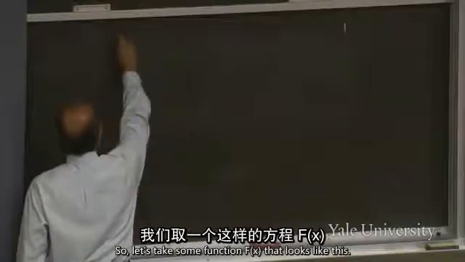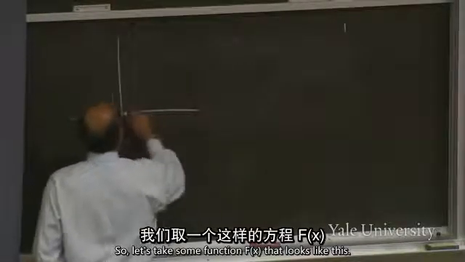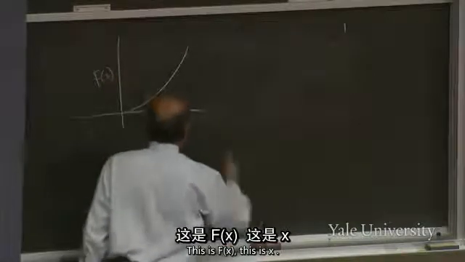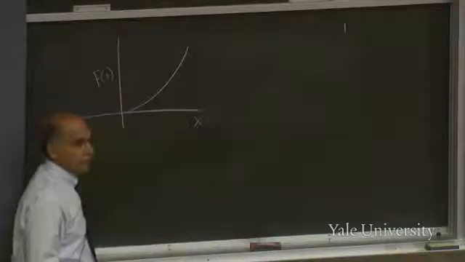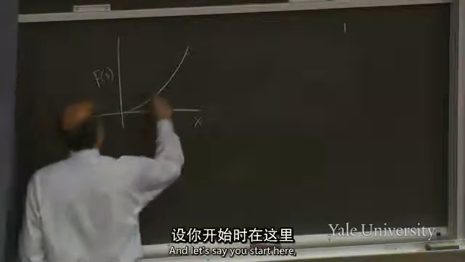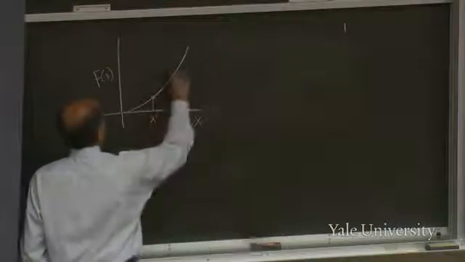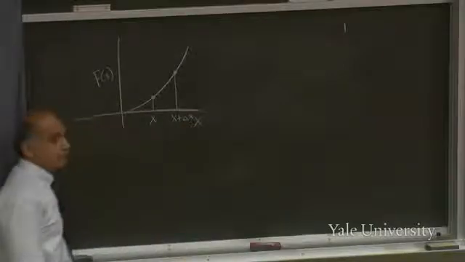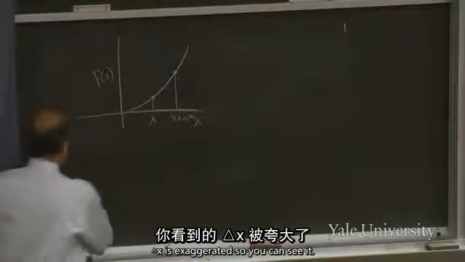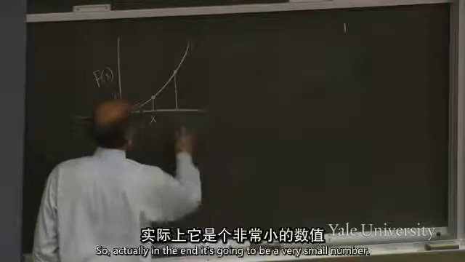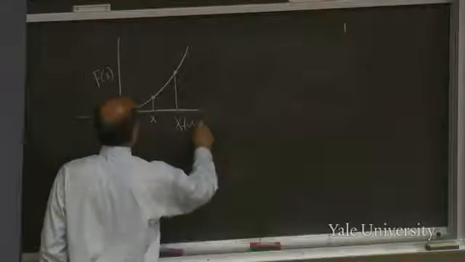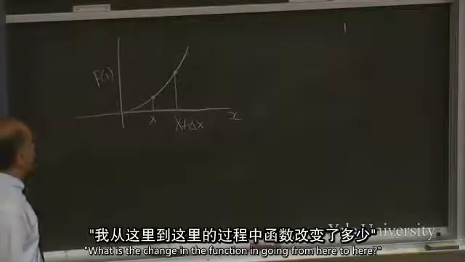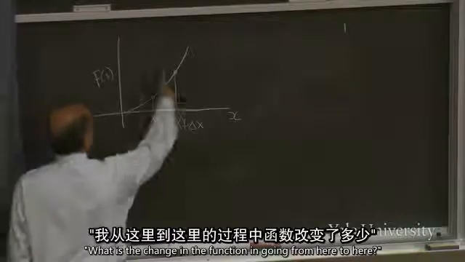So let's take some function, f of x, that looks like this. This is f of x. This is x. And let's say you start here at some point x. And I'm going to go to a nearby point x plus delta x. Delta x is exaggerated so you can see it. So it's actually, in the end, going to be a very small number. The question is, what is the change in the function in going from here to here?